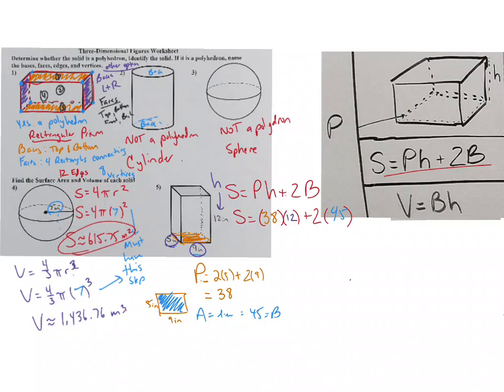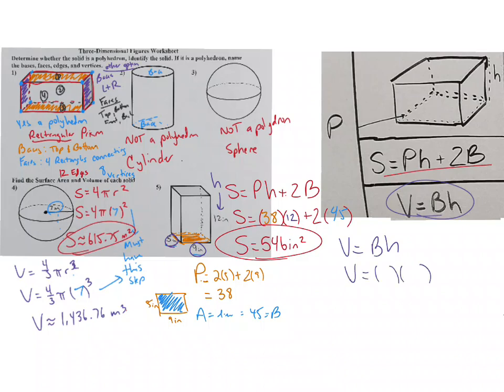So I'm going to put in my calculator, parentheses 38, parentheses 12, plus 2 times 45. I end up with surface area is 546. So my surface area is equal to 546, and it is square inches. Done. Volume, a little bit different. Volume is equal to the area of the base times the height. Look, I got that right here. We already know the area of the base. So volume is equal to, parentheses, parentheses, right? I'm going to put 45 in for big B, because that's what I found out. I'm going to put in 12 for H. So all I do is 45 times 12.